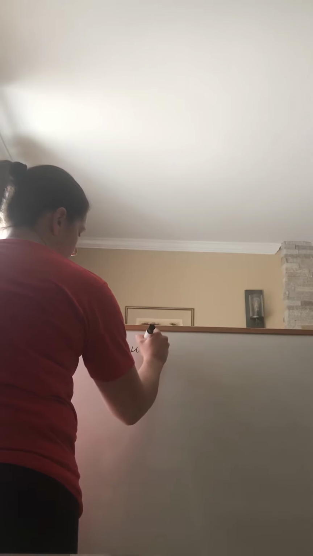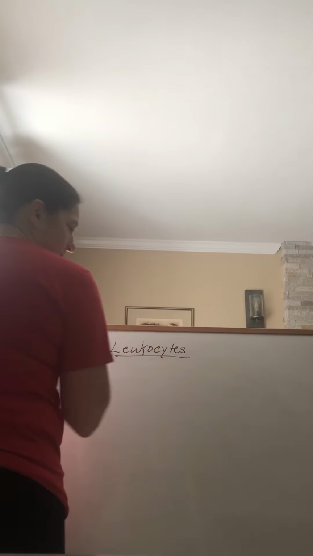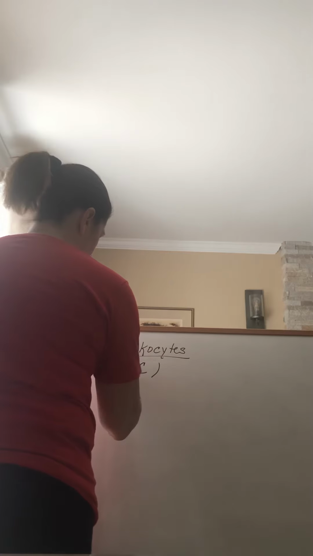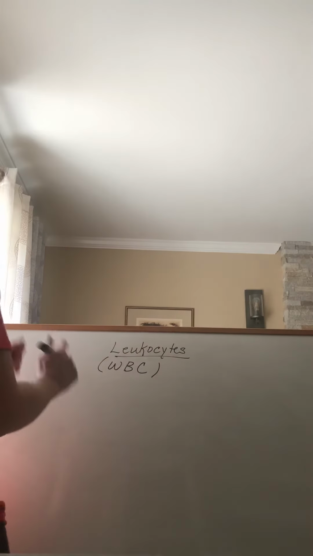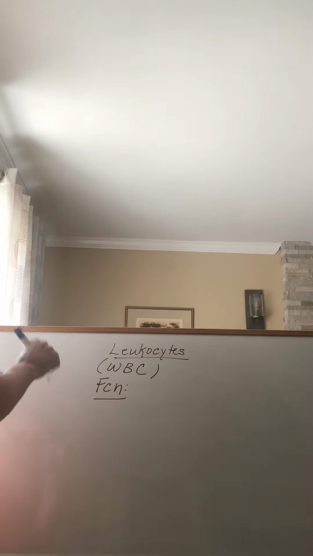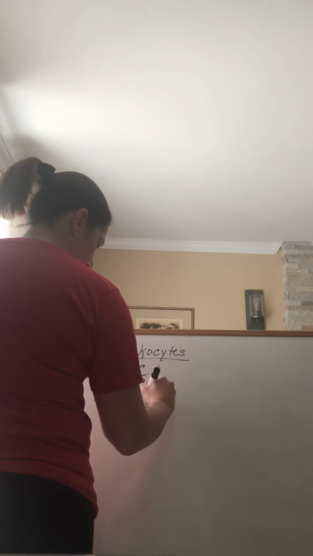I'm going to talk to you about white blood cells. Just like we use the big boy term for red blood cells, erythrocytes, when we're talking about white blood cells, we call them leukocytes. So leukocytes are your white blood cells, which we'll abbreviate WBC. What is their main function? The abbreviation FCN is function, for those who don't know. Their main function is to fight infection.